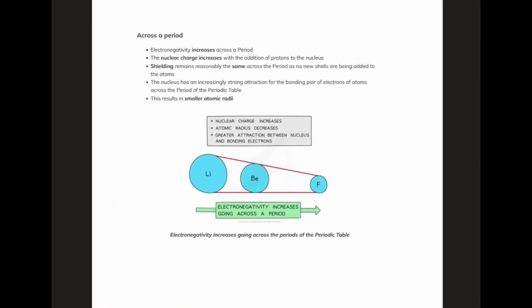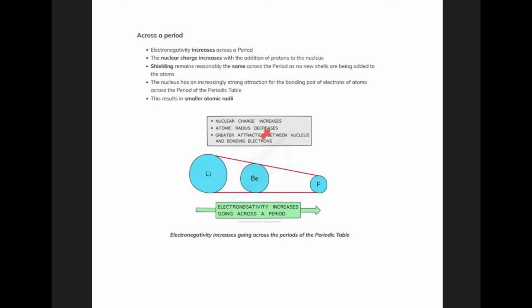Across the period, let's see what happened. We look at the picture first. Going across the period, electronegativity increases across the period. This is the example. This is period 2, lithium, beryllium, and so on until fluorine. So electronegativity increases. Reasons: nuclear charge increases.